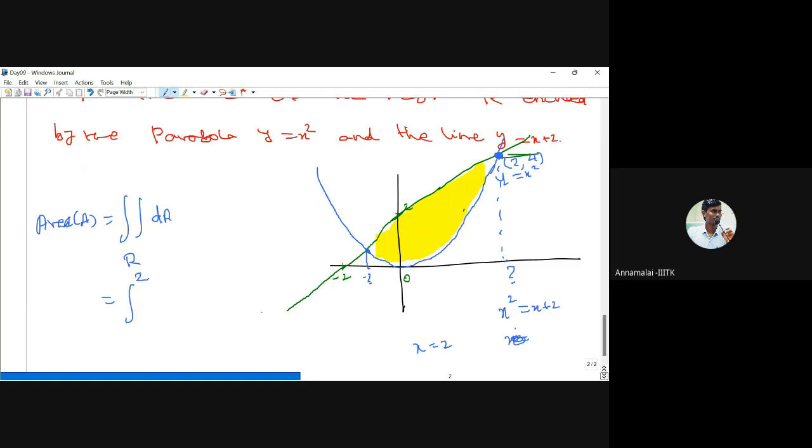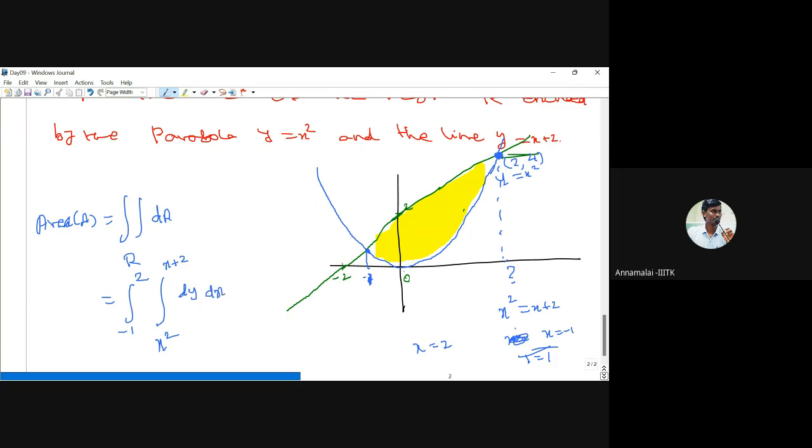Now, what is the lower limit? x should be negative in this case. So what is the other solution? If you substitute x equal to minus 1, the left hand side is 1, the right hand side is minus 1 plus 2, which is 1. So it's satisfied. Therefore, this point is minus 1. The limit for x is minus 1 to 2. And then, what is the lower curve here? Again, x square. And what is the upper curve? x plus 2. Therefore, x square to x plus 2 is the range of y, with dy dx.